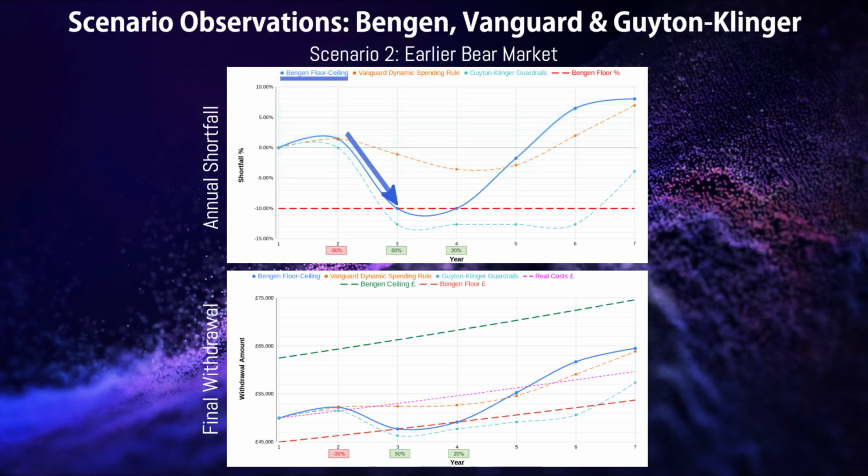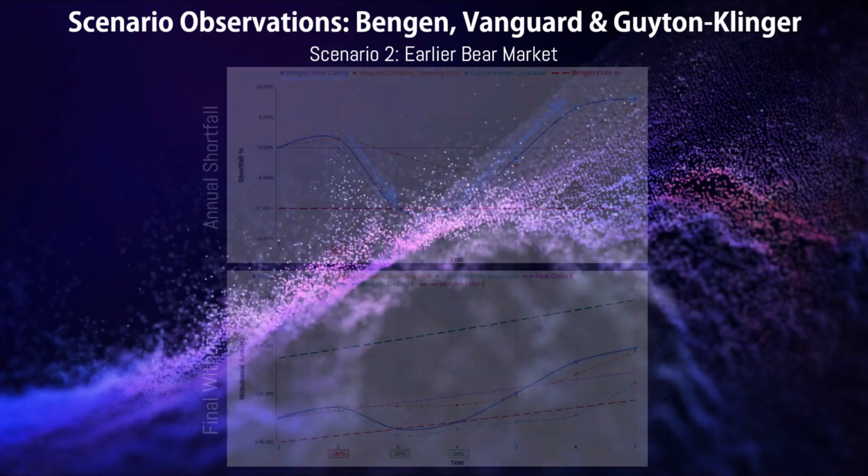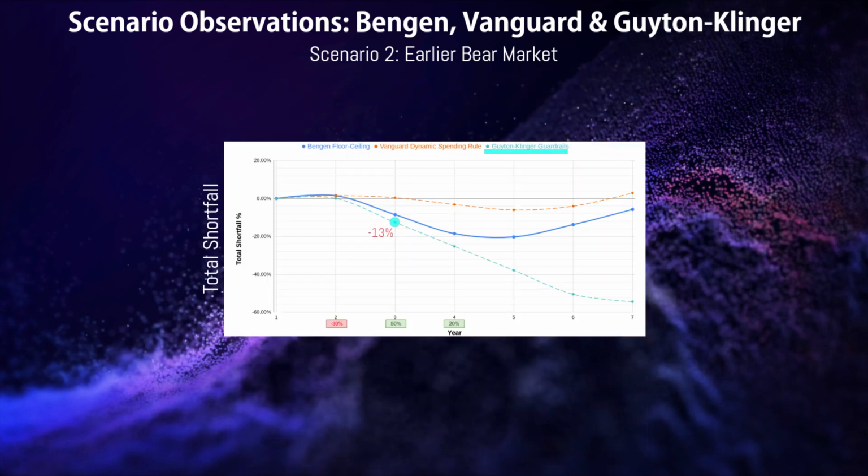Bengen reacted quickly to the bear market and was also very responsive to the strong recovery, allowing higher withdrawals than Vanguard from year 5 onwards. The cumulative shortfall shows how much Guyton-Klinger reduced withdrawals. Despite the 97.5% bull market, it ended 54% below cumulative real costs. However, it did increase spending later on, but not enough to recover from the lost years.